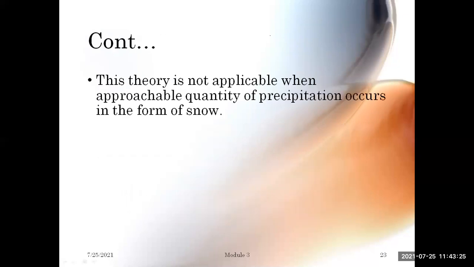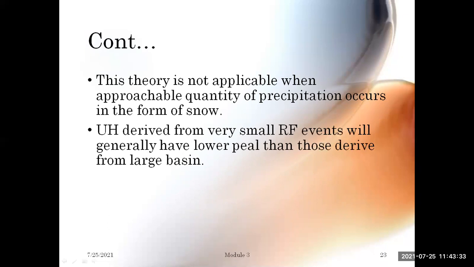Also, if the precipitation is in the form of snow, you cannot use the unit hydrograph theory. And also, a unit hydrograph derived from a very small rainfall limit will generally have a lower peak value. That's why you cannot use the unit hydrograph theory for a large basin.